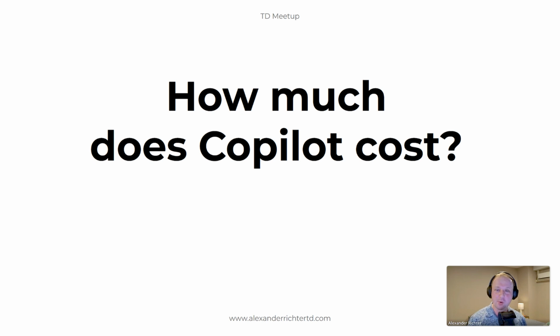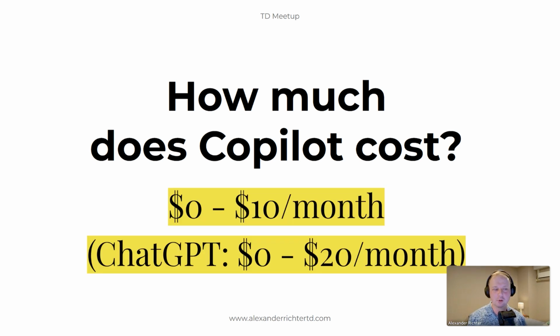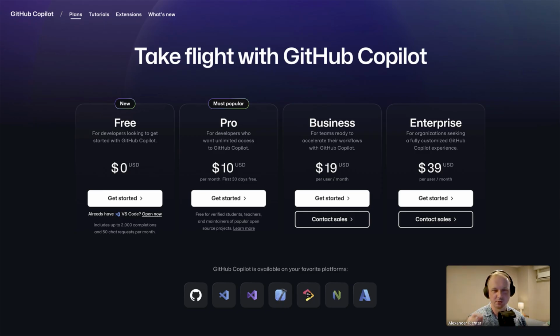How much does GitHub Copilot cost? If you are a student on GitHub, it costs you $0. You can get the normal version for $10 a month. ChatGPT is $0 to $20. So here's the current plan. This can change. We'll see about that.